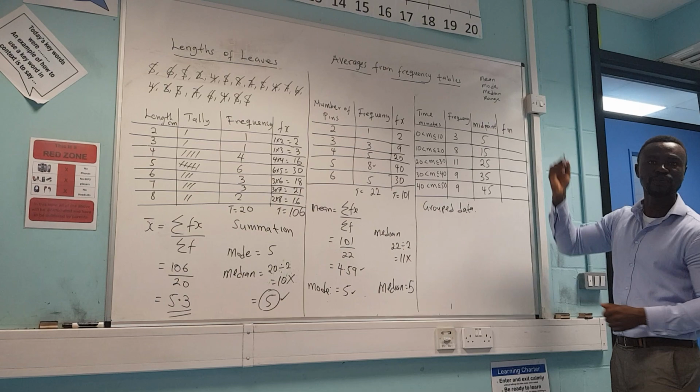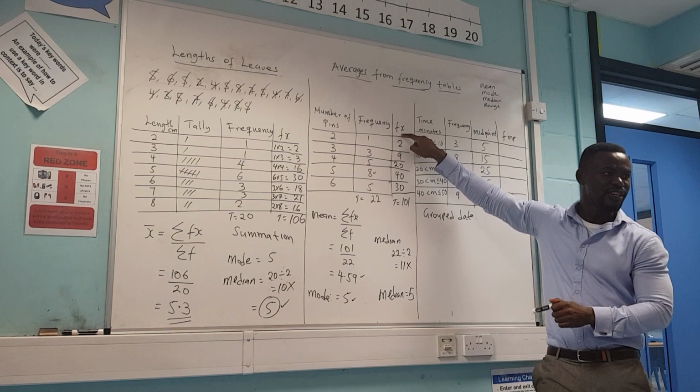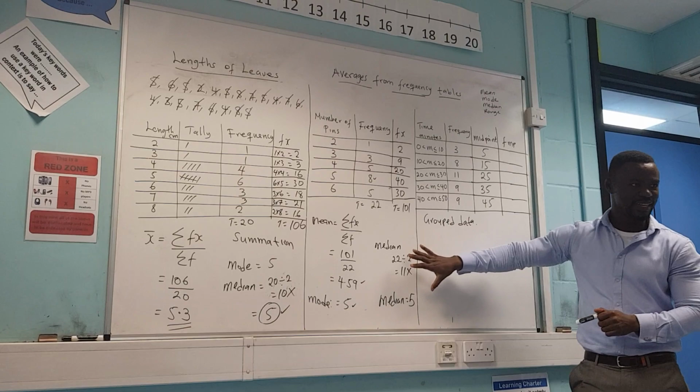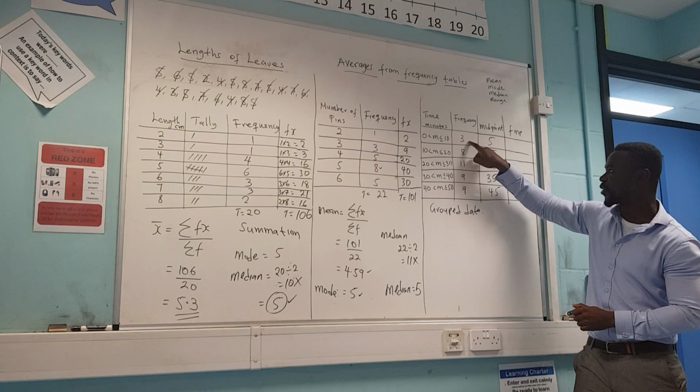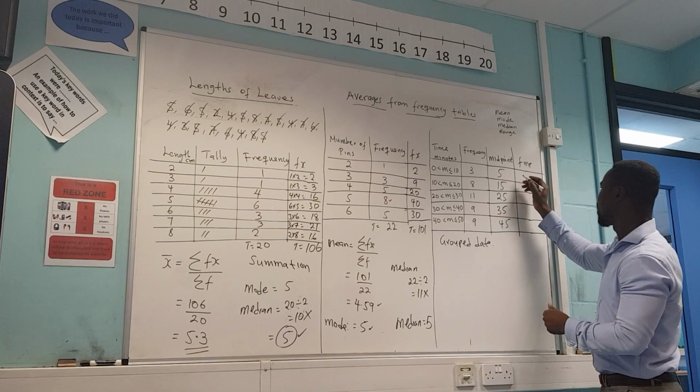Some books will call it FMP. It's the same as here when I call it FX. So what it means is that these are now going to replace the numbers here. Here, I'm not going to do 3 times anything. I'm going to do the 3 times 5 here. So here, you have 3 times 5.